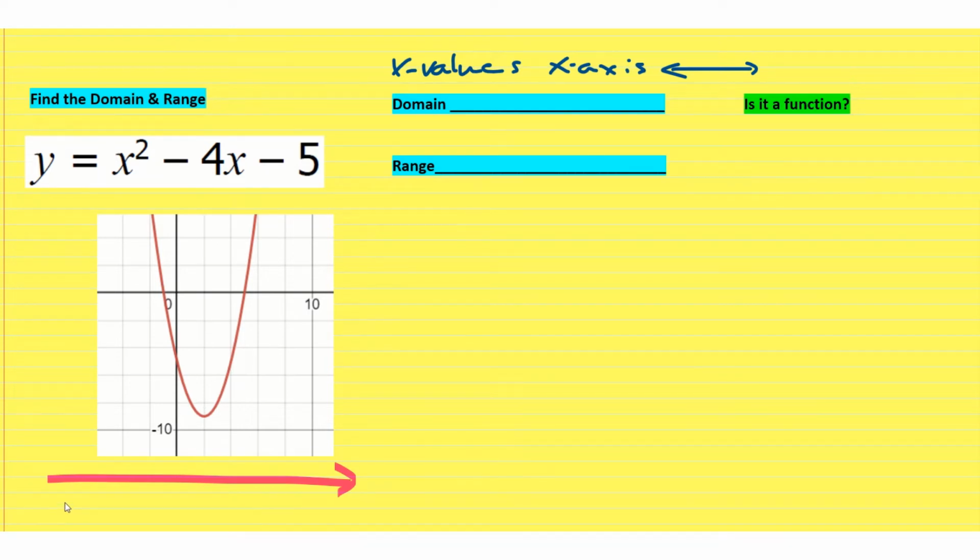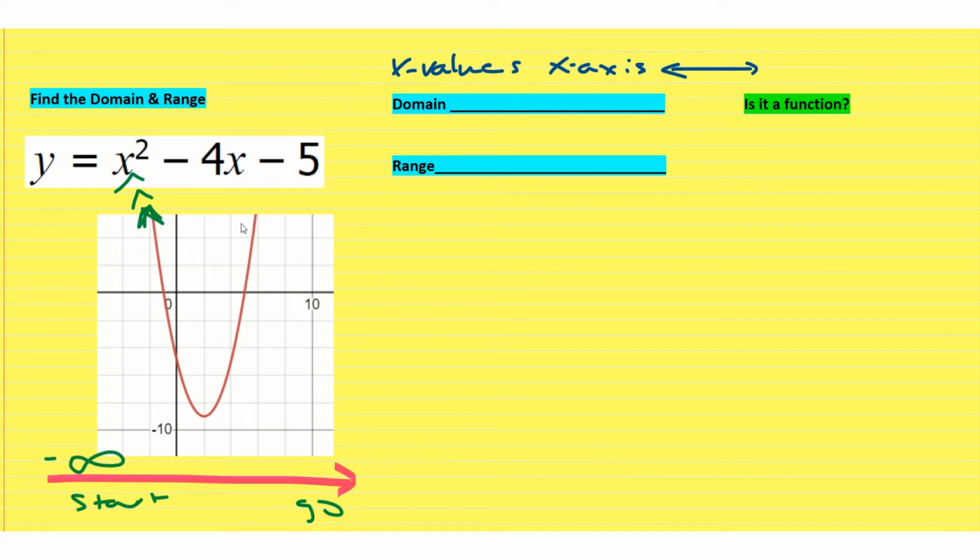So where does it start? Where does it start down here? And where does it go to? Well, this graph theoretically will continue. There would be like a little arrow right there, and that arrow means that it continues forever and ever and ever. Well, then where is it starting from on that left side? It's starting from negative infinity.